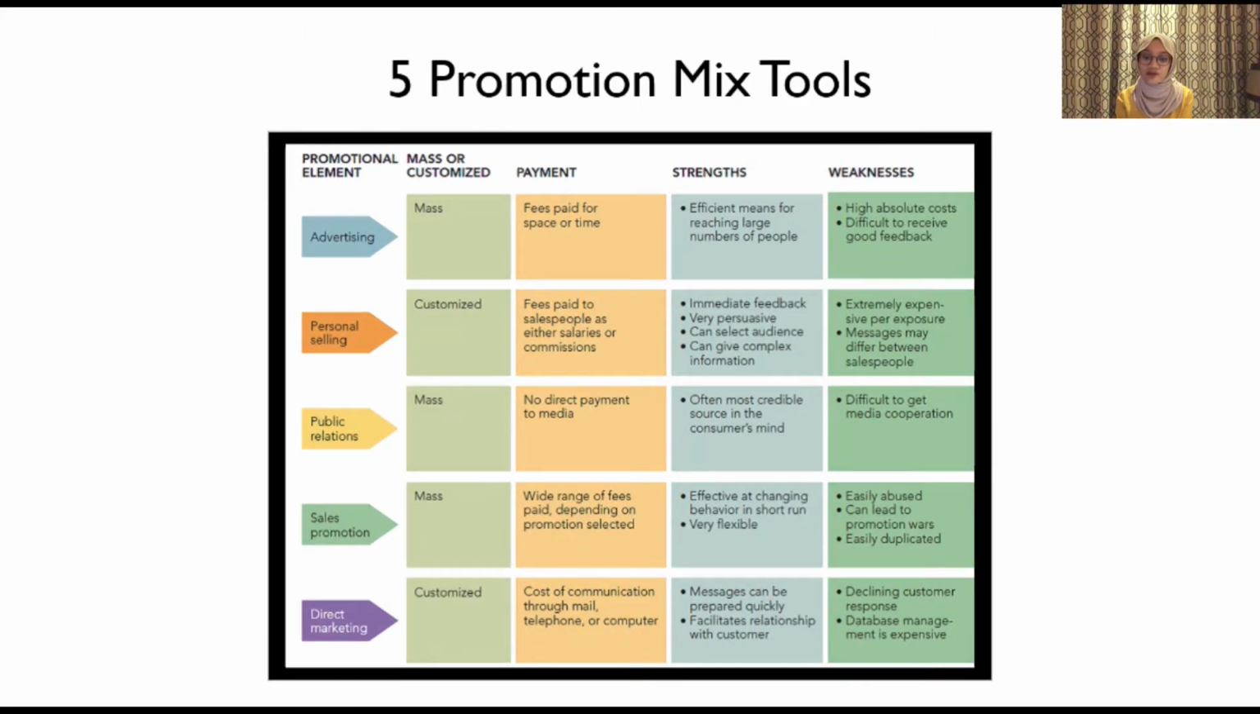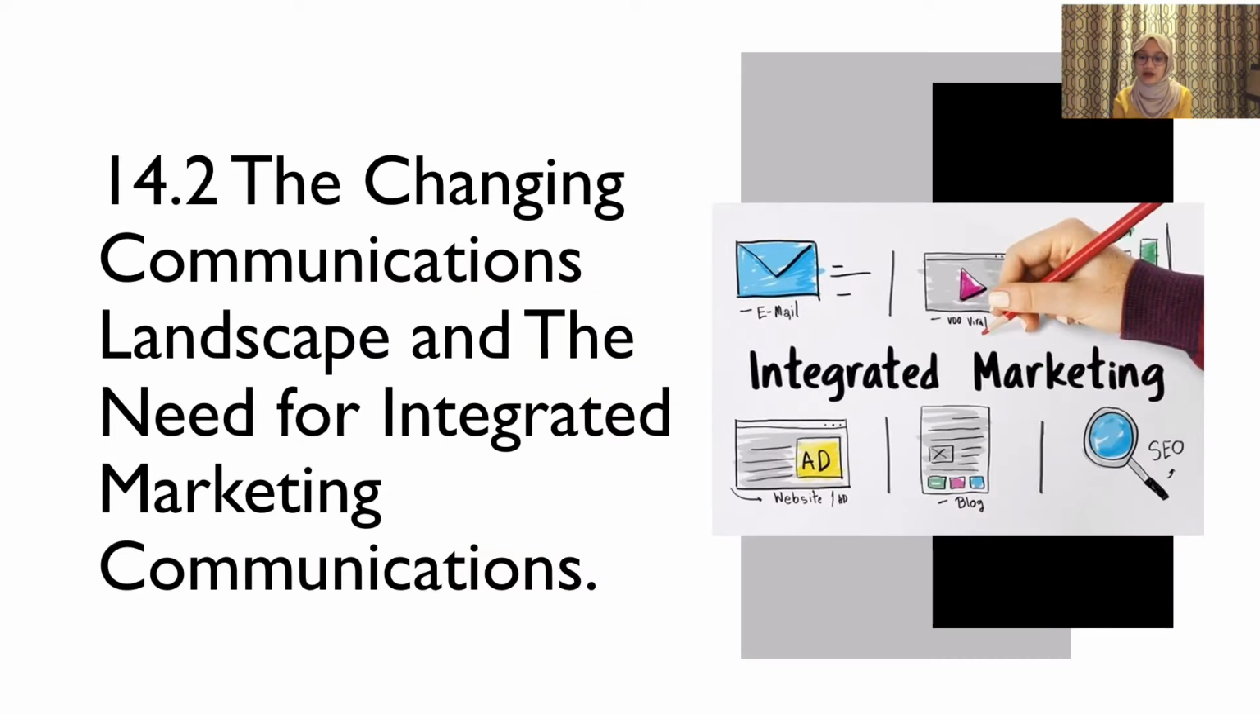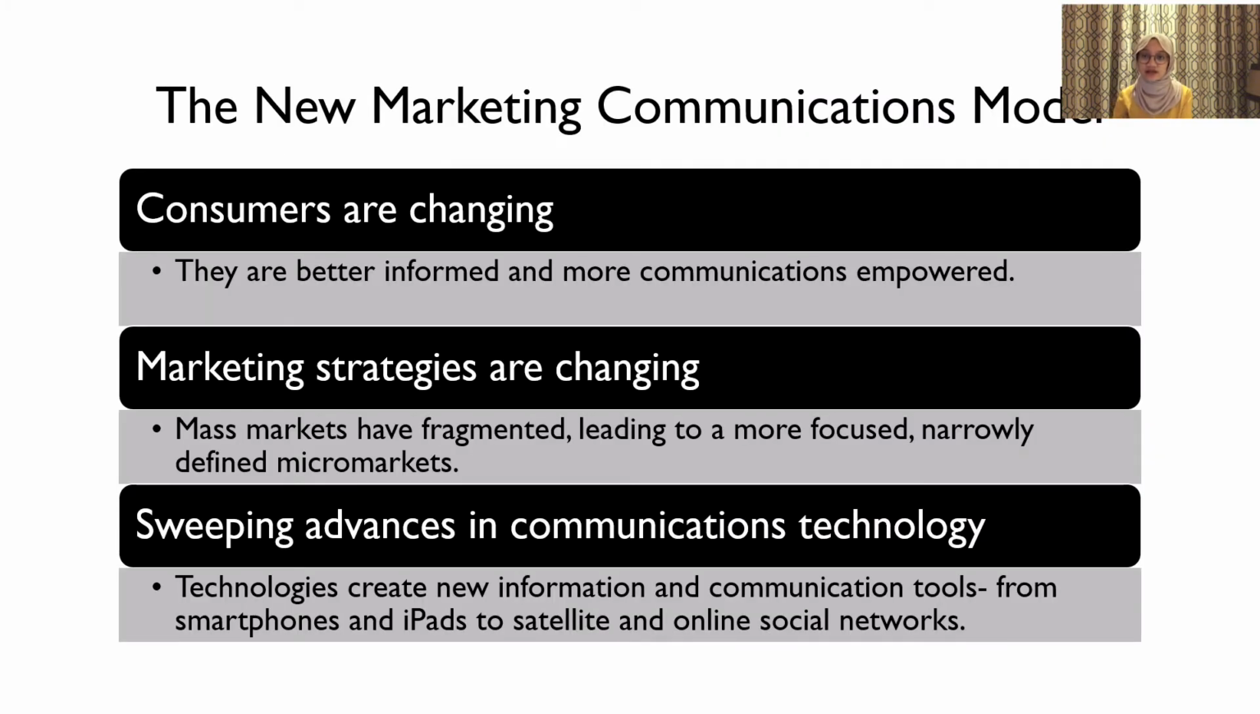So now for 14.2, the changing communication landscape and the need for integrated marketing communications. For the new marketing communications models, consumers are changing. They are better informed and more communication empowered. Marketing strategies are changing. Mass markets have fragmented, leading to more focused, narrowly defined micro markets. Sweeping advances in communications technologies create new information and communication tools, from smartphones and iPads to satellites and online social networks.